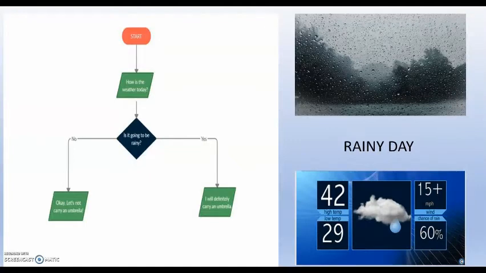Now, similarly, if we look at a rainy day, max temp is going to be 42 Fahrenheit and minimum temperature is going to be 29 Fahrenheit. And as you can see, wind speed is really fast, 15 plus miles per hour, and chance of rain is 60%. So we know now from the weather forecast that it is going to be rainy. So yes, I will definitely carry an umbrella.